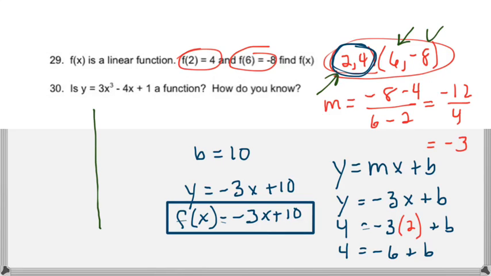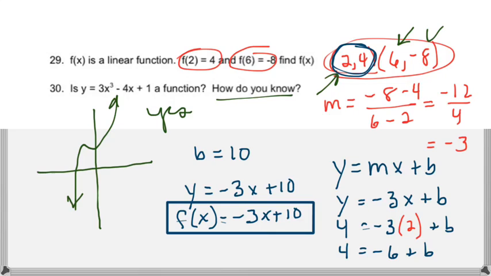What you do is graph this thing, and I don't have my graphing calculator with me, but it's going to be some sort of shape like this. It will pass the vertical line test, and that's how you know. So yes, that is a function.